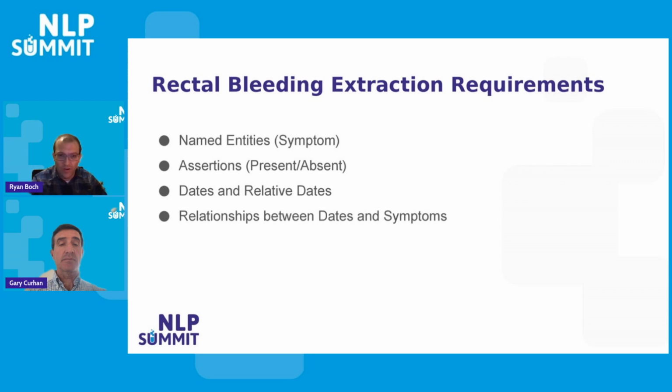So there are different assertions we're interested in, primarily if the symptom is present or absent, if the patient is experiencing or not experiencing these symptoms. But there's also conditional and hypothetical. It is common in clinical documentation to have symptoms warned for side effects of medications or just warnings about diseases and things you can experience with a given disease. So while the hypothetical and conditional are important, we're mainly focused on present and absent for this presentation. Those are the most important. We also need dates and relative dates associated with these symptoms, and then we need to establish relationships between them.